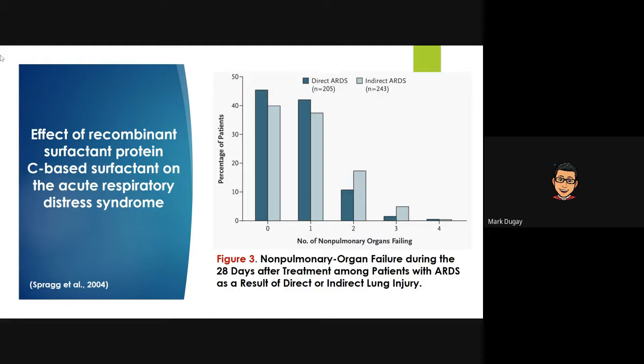The interaction between the treatment and the cause of ARDS, direct or indirect, was significant for the mortality analysis and did not reach significance for the analysis of the number of ventilator-free days, indicating that among patients with ARDS caused by indirect lung injury, those who received surfactant tended to have a higher survival rate than those who received standard therapy.